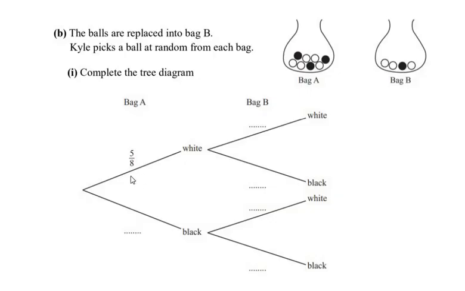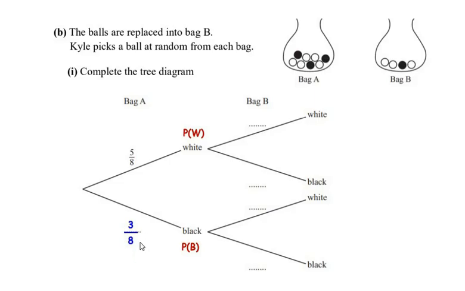So in this tree diagram we can see that the first branch is representing bag A and the second set of branches are representing bag B. So here in bag A we can see that there are total 8 balls. And out of 8 balls, there are 5 white balls. So here the probability of getting a white ball in bag A is going to be 5 over 8. And the probability of getting a black ball in bag A is going to be 3 over 8. So here we have written 3 over 8. And the probability of getting white ball is represented as P of W. And probability of getting a black ball is written as P of B.